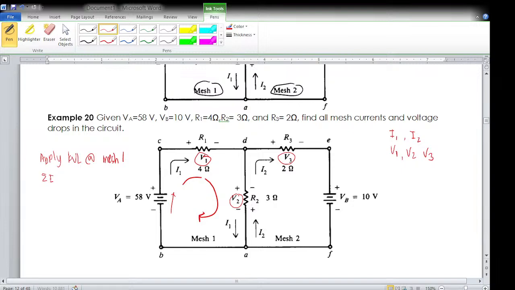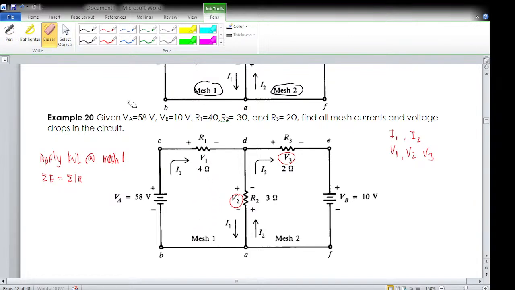Kahit ano kasi doon class yung pwede natin gamitin. Ito muna yung gamitin natin. Ilan yung EMF sa mesh 1? Isa, ma'am. And what is that? VA. Okay, so VA. So yan lang. For the sum of the EMF, V sub A lang.